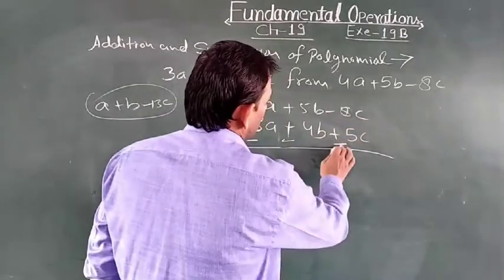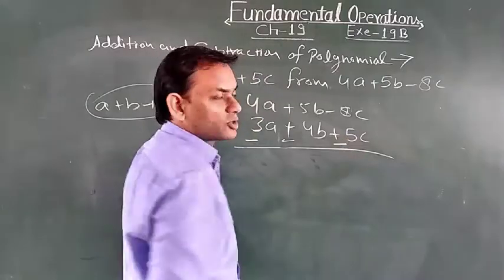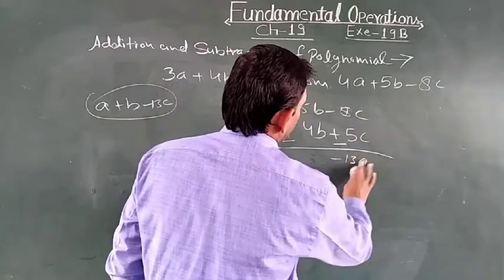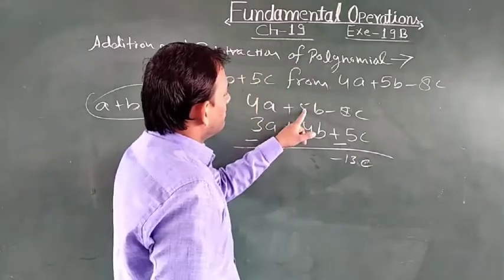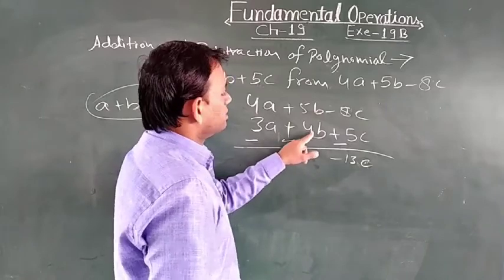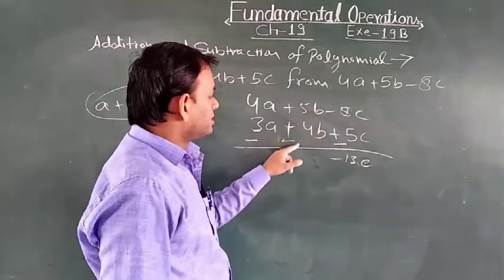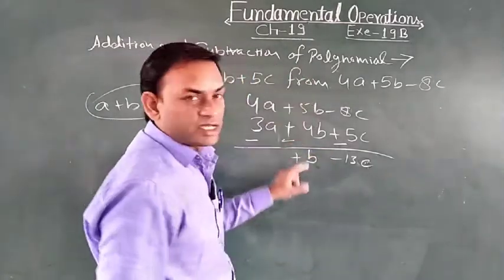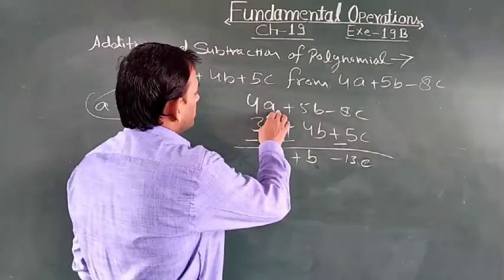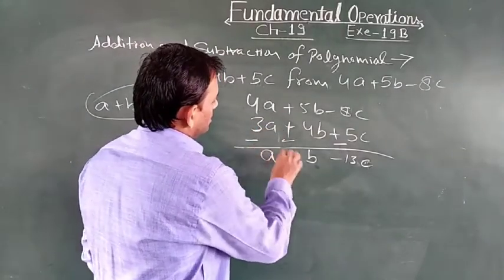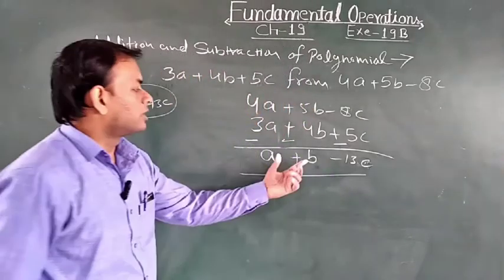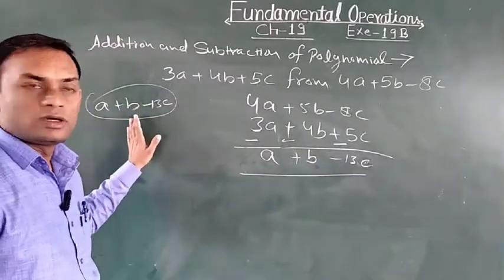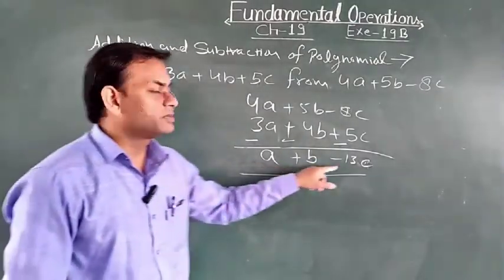So minus 8c and minus 5c, this is not plus 5c, because we have changed the sign, minus 8c and minus 5c is minus 13c. Plus 5b and minus 4b, what is left? Plus b. Okay, from 5b, 4b will go, so b will be left. Now 4a minus 3a, a will be left. So you can see here, by using both the methods, we have got the same answer. Okay, a plus b minus 13c.